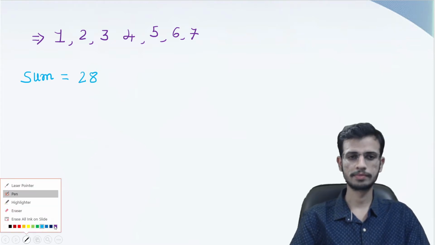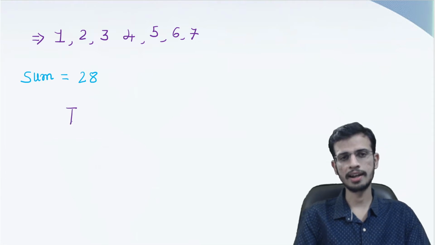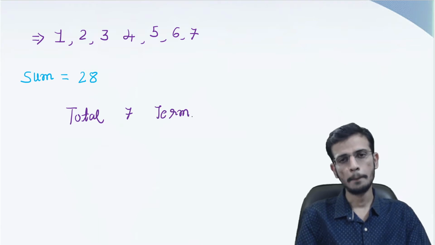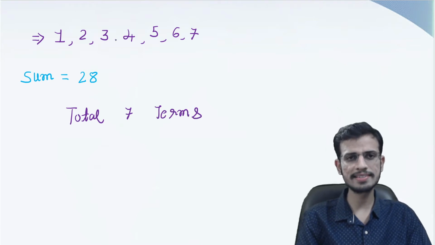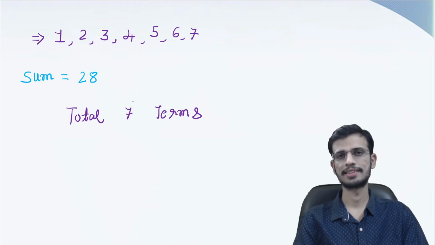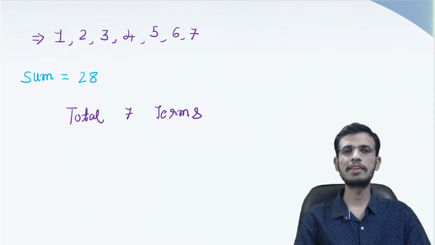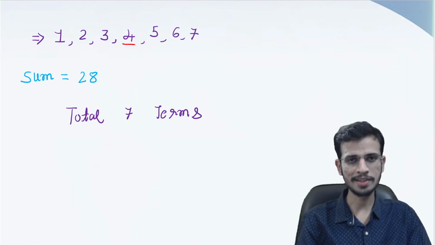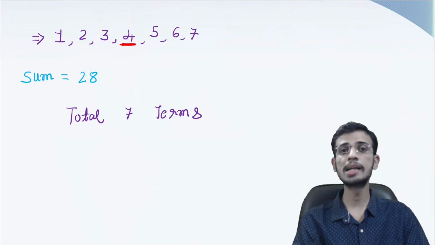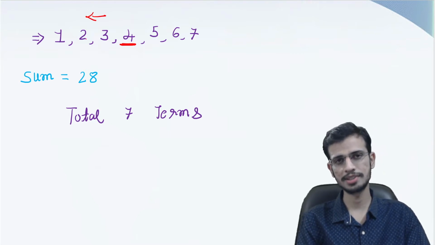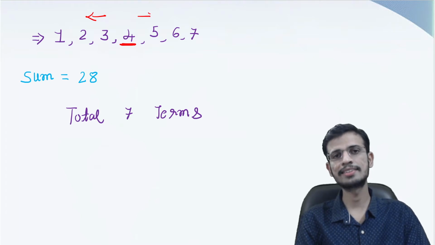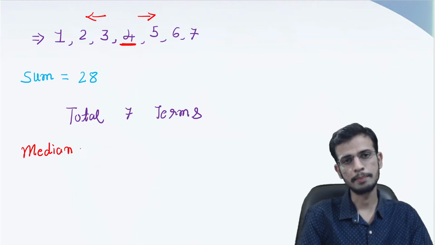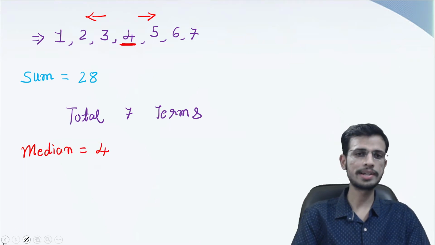What is the median? There are a total of 7 terms. Median is physically the middle term in this series. So if you are having 7 terms, then the 4th term will be the median, right? Consider this term. This is at the physically middle position. On the left hand side there are 3 terms, and on the right hand side there are 3 terms. So median is 4.